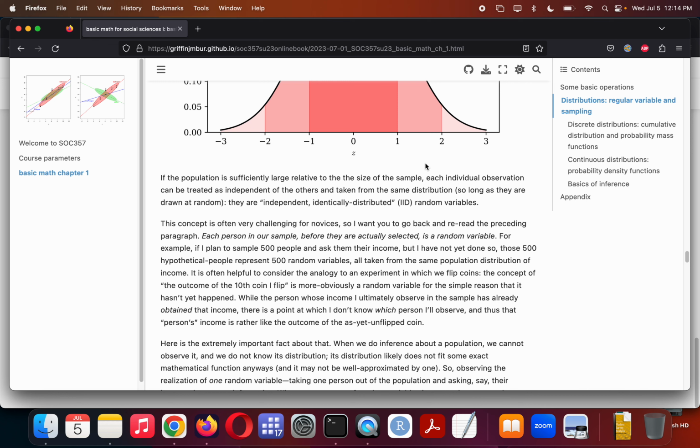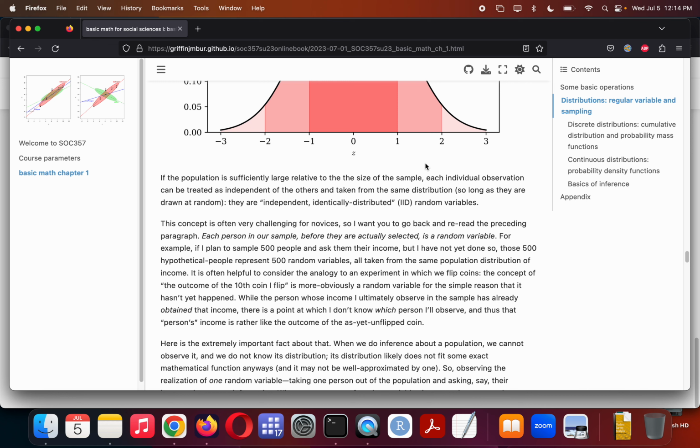So here's this cool fact. We can think about each person in a sample as a random variable before we select them. So each person, before they make it into our sample, is a random variable. And this is very challenging often at first for people that are new to these ideas. So make sure you get this in your head. Before I actually select a person into the sample, they are a random variable. Their score on a variable, such as income, is also a random variable.